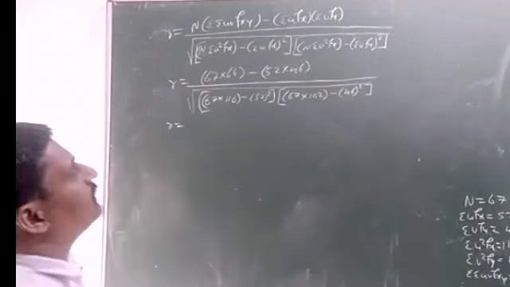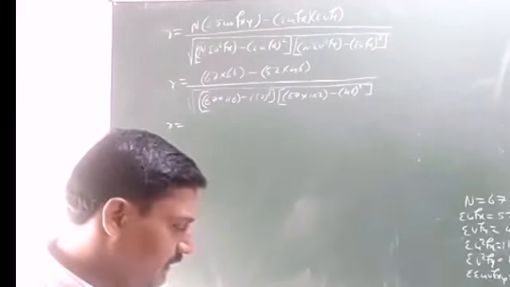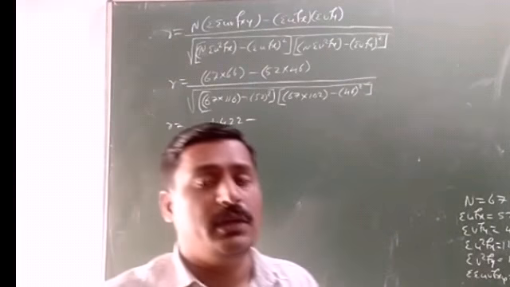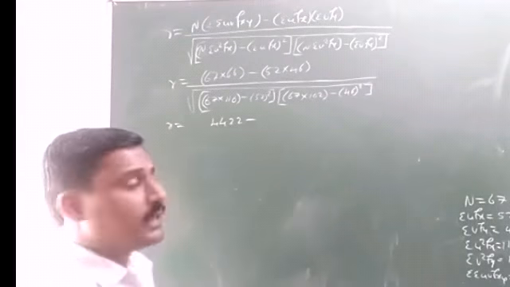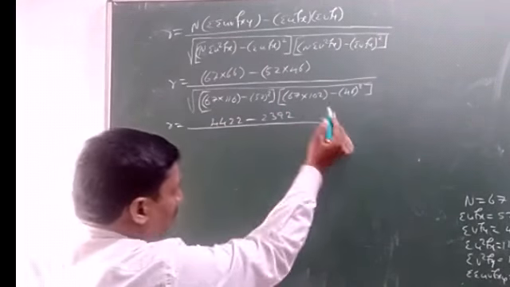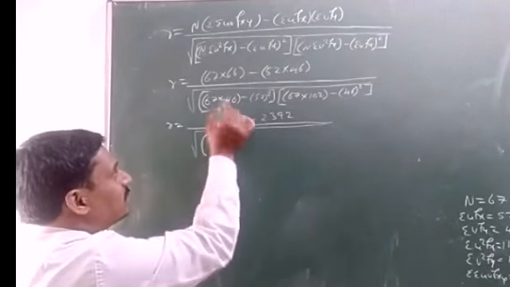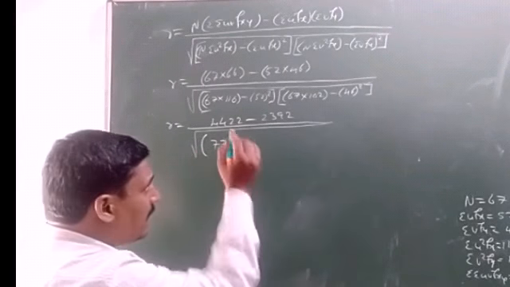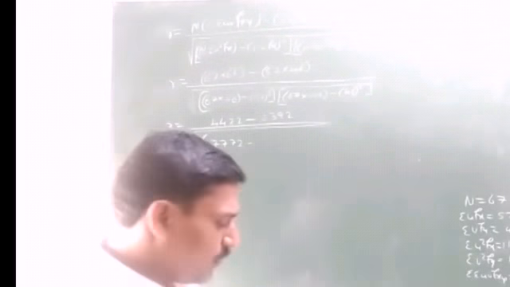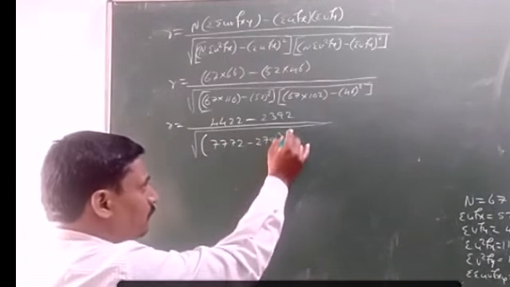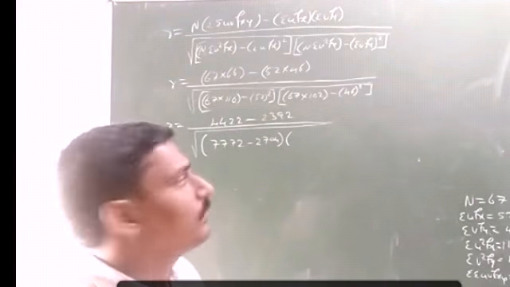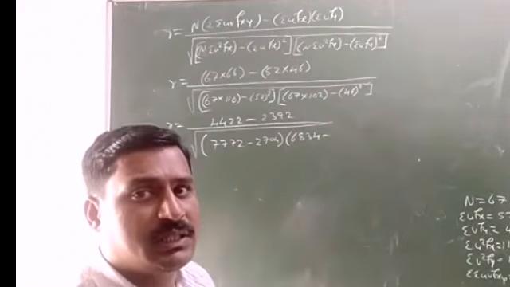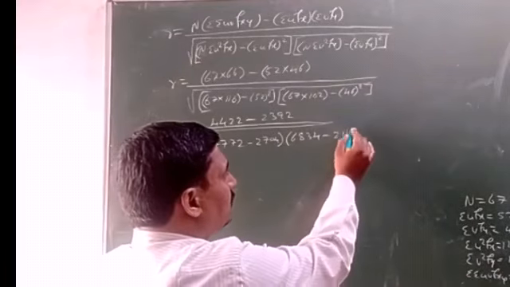R is equal to 67 into 66, 4422, minus 52 into 46, that is 2392, divided by root of 67 into 116, that is 7772, minus 52 square. 52 square is 2704, into bracket 67 into 102, 6834, minus 46 square, that is 2116.